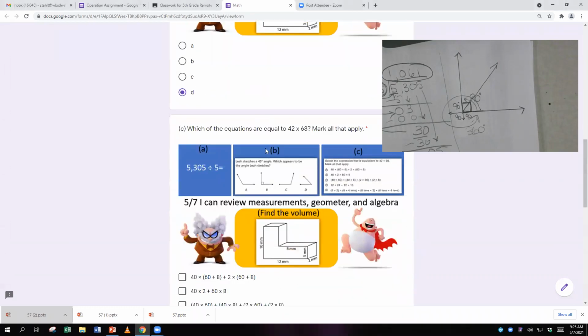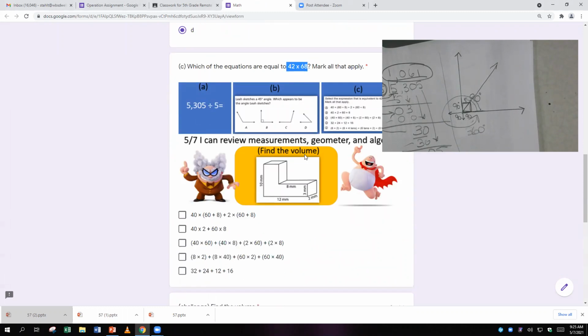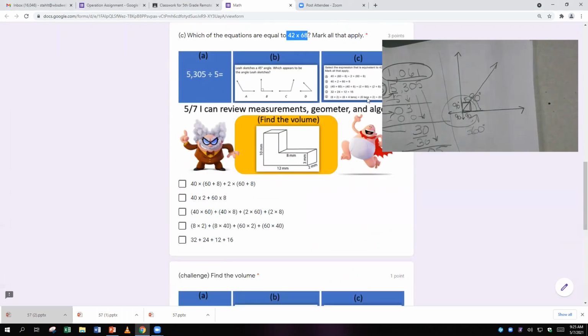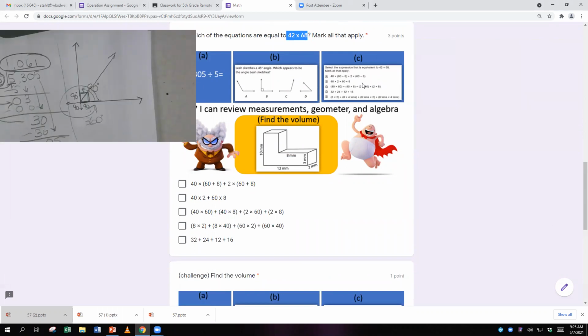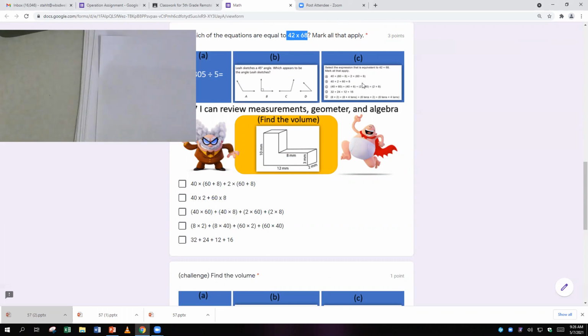Which of the following equations are equal to 42 times 68? I know you hated this question because I'm not going to lie to you. I pasted this in because I took it out of your guys' end of the year test, and I'm like, this will be nice for the students to look at. And then I was going through it. I'm like, uh-oh, this is not nice for the students to look at. But it's a good conversation. What is going on when you multiply 42 times 68?